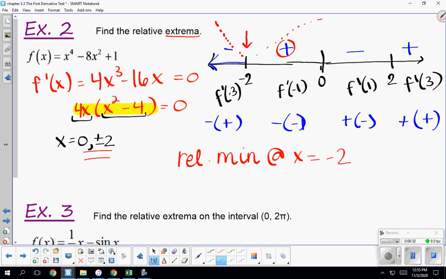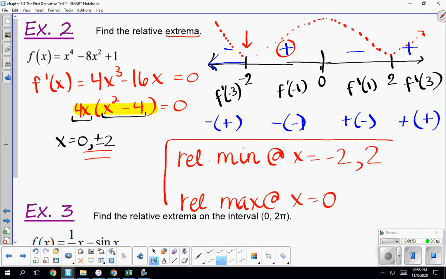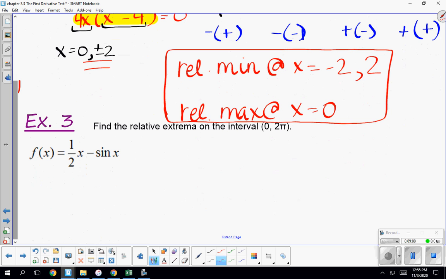Okay. At 0, then, I'm increasing, and then I start decreasing. So I've created a relative maximum at 0. And then at 2, I make a change now to increasing again. So at 2, I also have a relative minimum. So these are my relative extrema, which again just means peaks and valleys. I don't know which one's highest. I don't know which one's lowest, but I know I have valleys at -2 and +2 and a peak at 0.